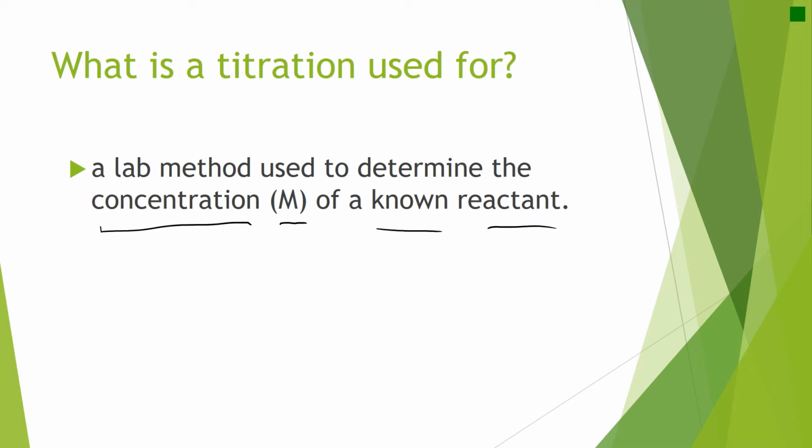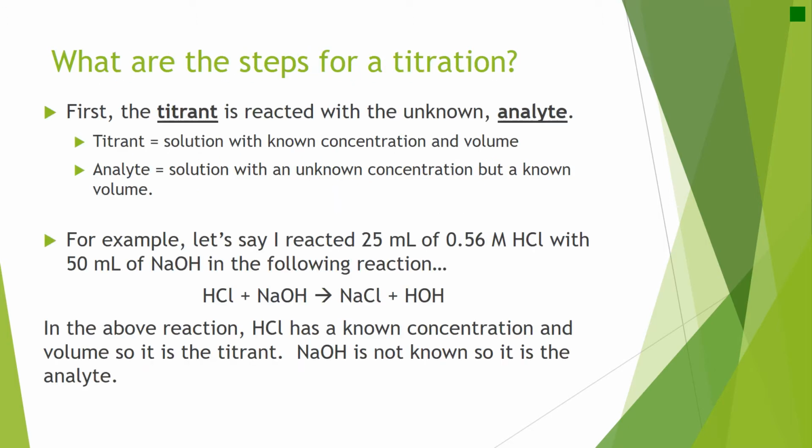So we know what the reactant is. We know it's an acid. We know that it's HCl, but we don't know the exact molarity. A lot of times they'll do this to figure out the concentrations of, let's say, iron in water or different things. Okay. All right, so what are the steps for a titration?